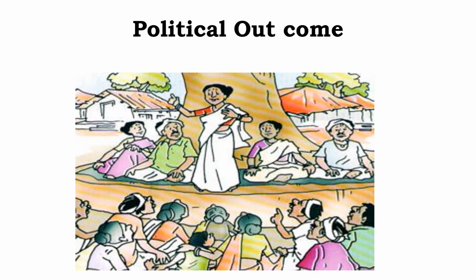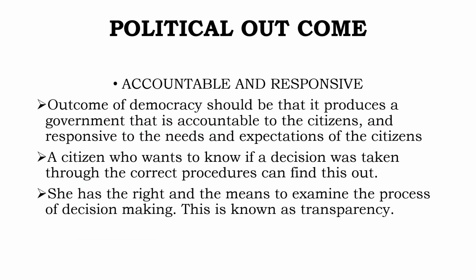Look at the picture. In this you are observing people participating in decision making. That's why democracy has the political outcome of an accountable and responsive government. Accountability will be there because people participate in the decision making. So democracy has the government of accountability and responsibility. So that's the political outcome of democracy.